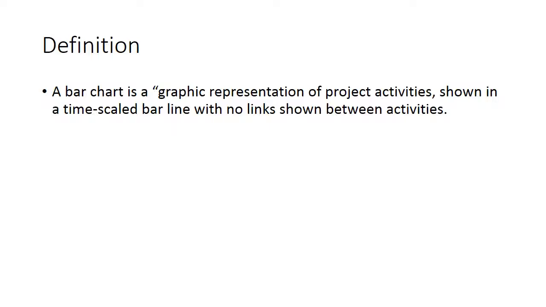What is a Gantt chart? It's basically a bar chart or a graphic representation of project activities shown in a time scale bar line with no links shown between the activities. It's not 100% correct. In Primavera and Microsoft Project and Asta Powerproject, we link all the activities together. That way the software is able to calculate critical path and project duration.